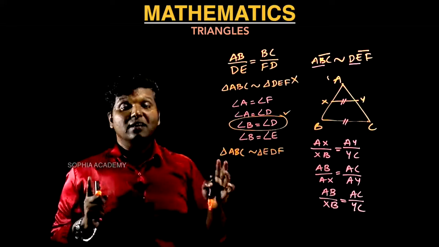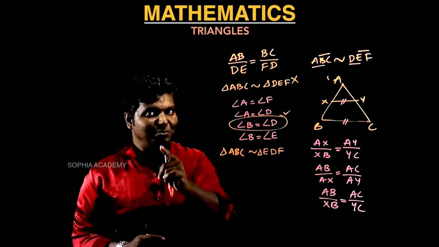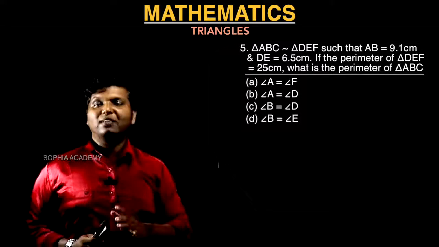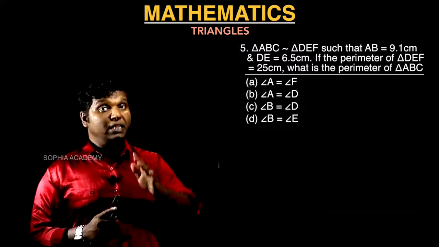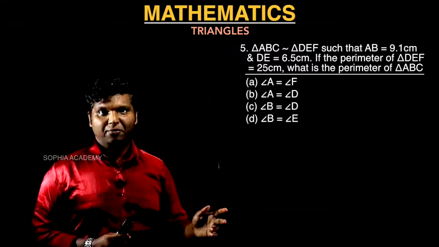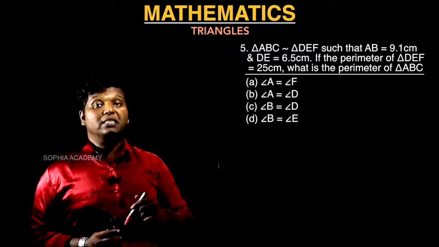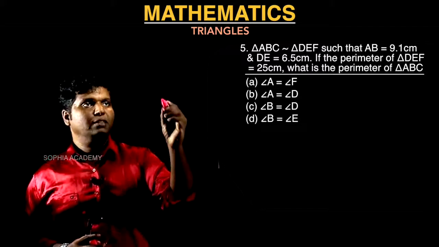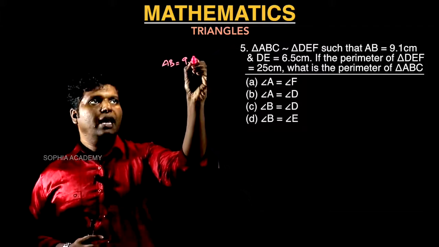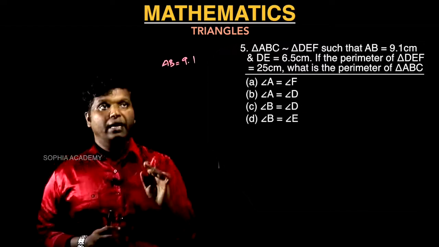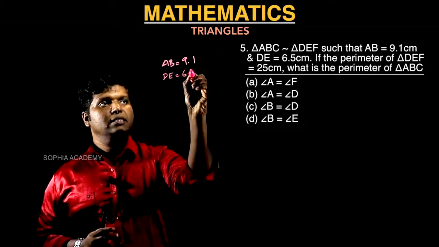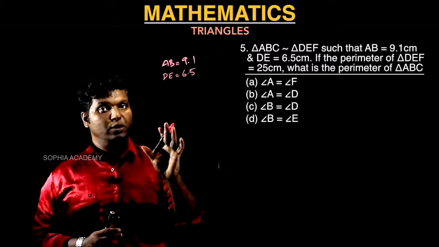Okay, coming to the next question, and that will be the final one of this chapter. Here, it is something regarding the perimeter. Let me read the question for you. In triangle ABC, if triangle ABC is similar to triangle DEF, such that AB is equal to 9.1 centimeter. It is given. DE is equal to 6.5 centimeter. That's also given.